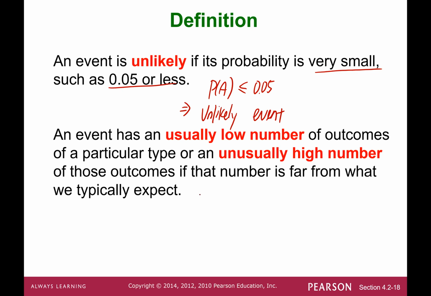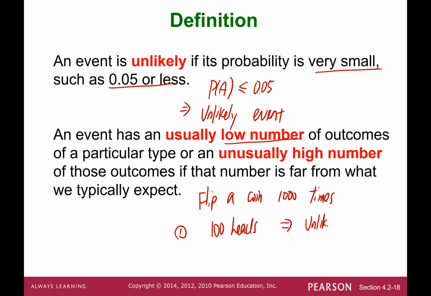So think about this. Remember, flip a coin, let's say flip a coin 1,000 times. And the first outcome is you come up with 100 heads. Remember, we expect to have 500 heads. However, in this particular simulation, you come out with 100 heads, and this is a very low number, right? And that deviates from our expectation. We expect to have 500 heads, but only 100 show up. And this unusually low number indicates this is a highly unlikely event.